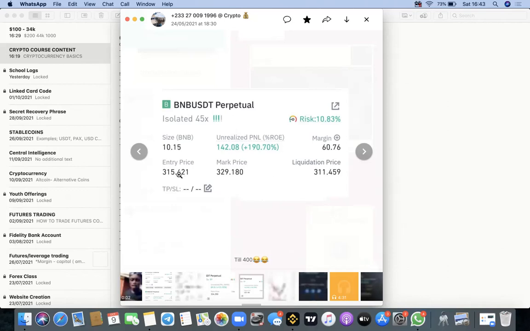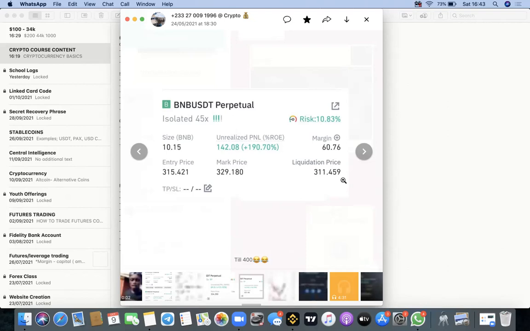You enter at 315 and Binance will tell you that your liquidation price is at 311.59. If the current market price drops from 329.180 to 311.59, that's why I said this type of trading is a very, very risky type of trading.